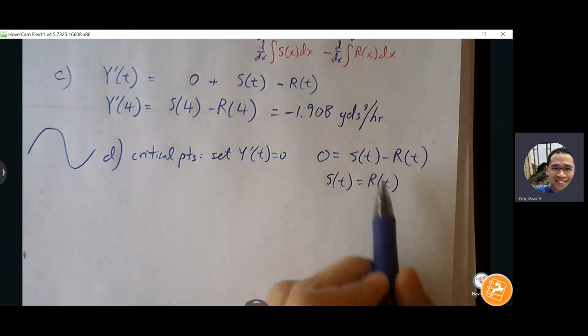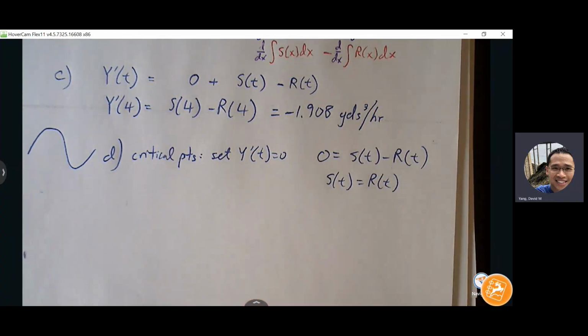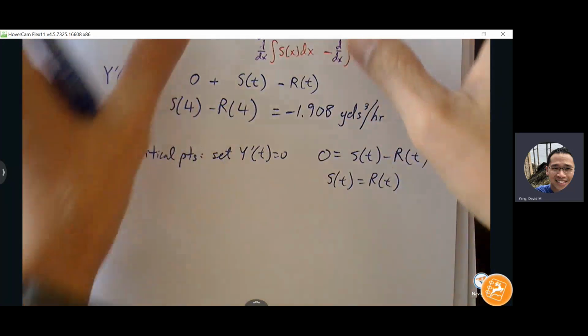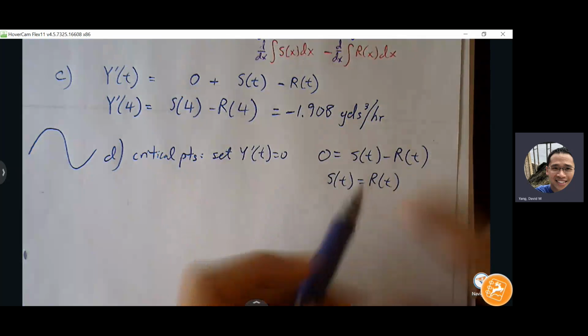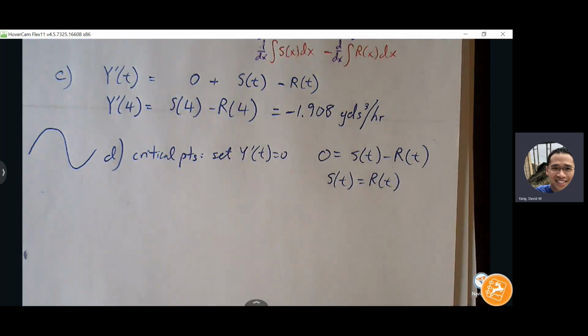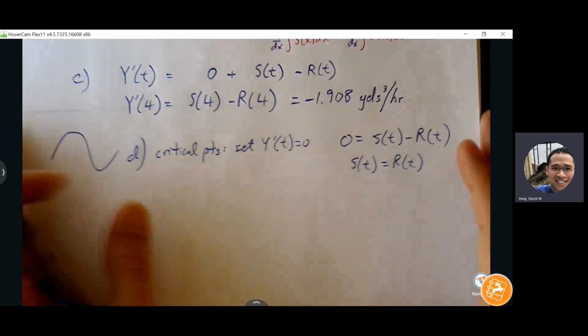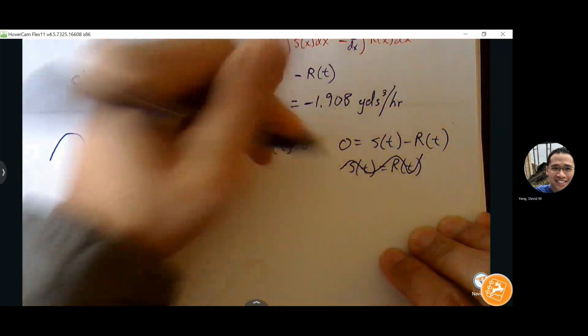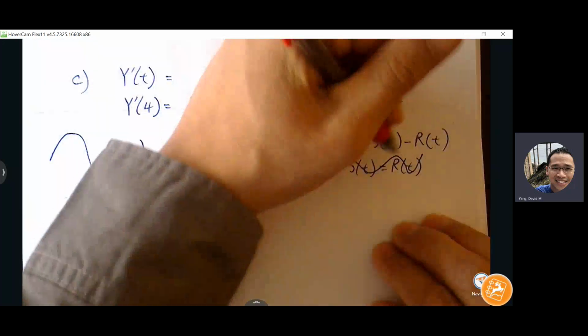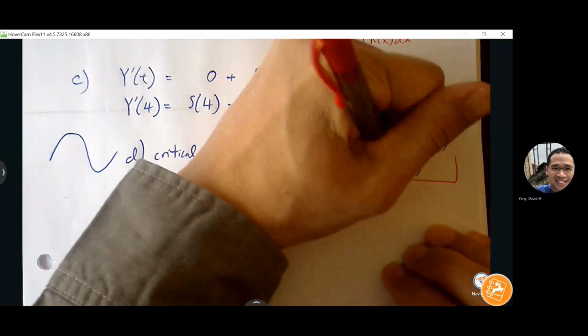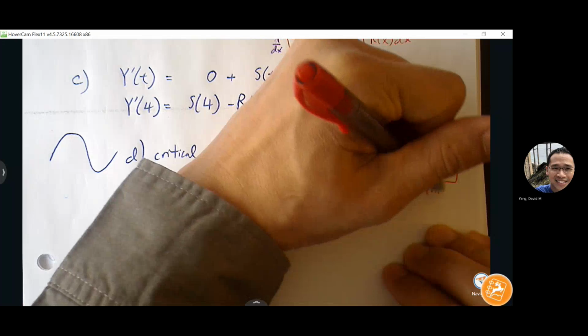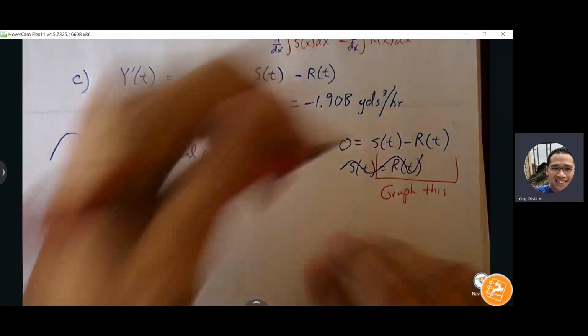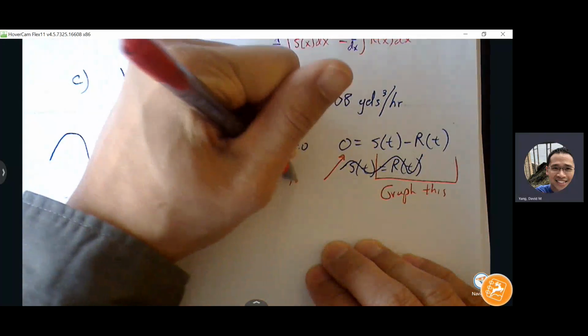But the problem here is that if you do this, the graphs may be kind of all over the place, and searching for an intersection between two graphs can take a long time, especially if you want to zoom in and zoom out and try to figure out where these graphs are intersecting. I think the easier way to do this is graph this instead. Graph S of t minus R of t, and then just look for the what?